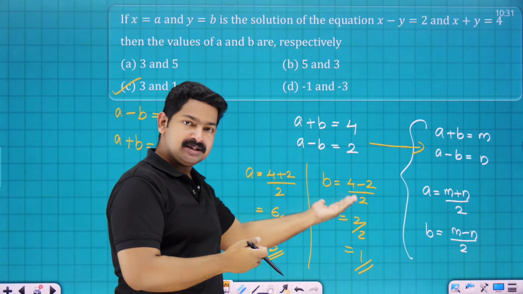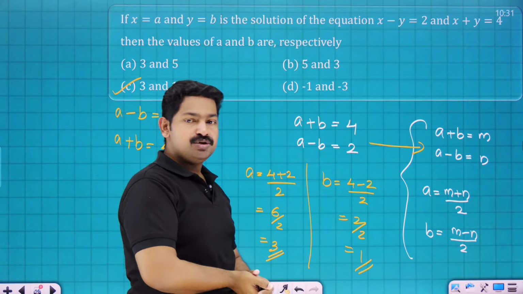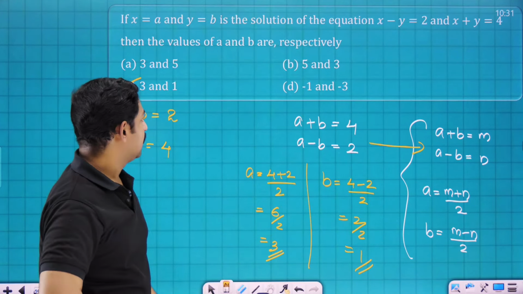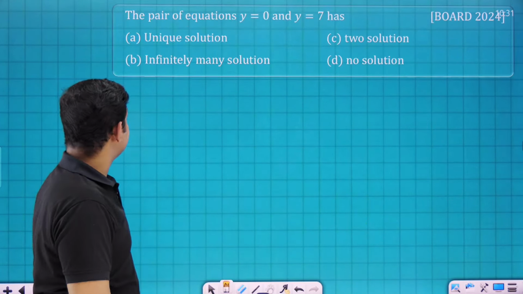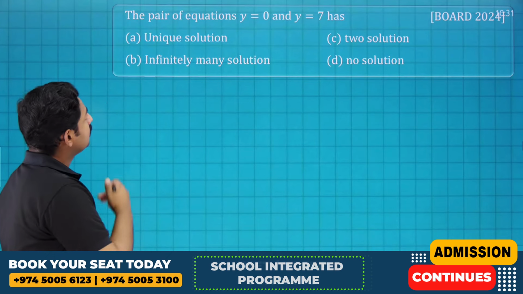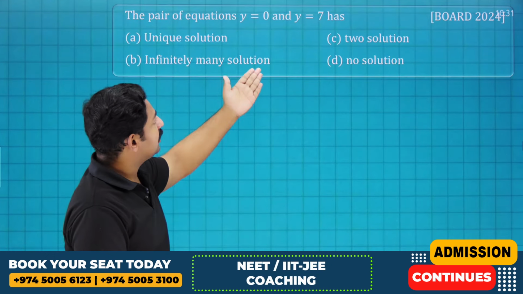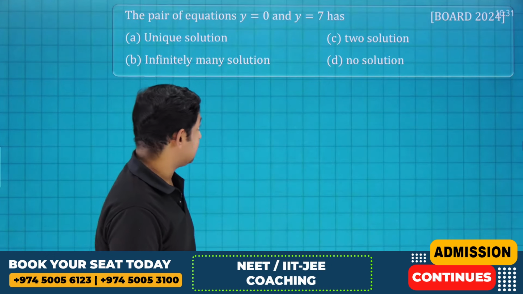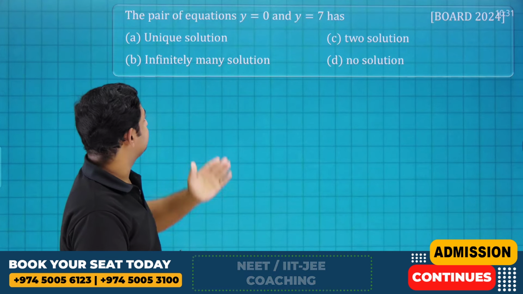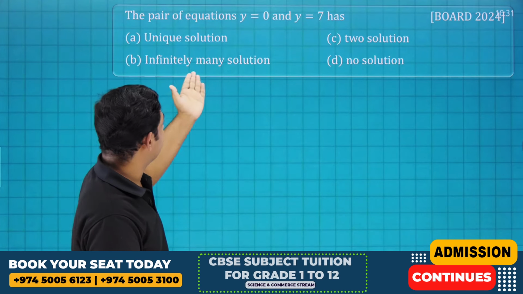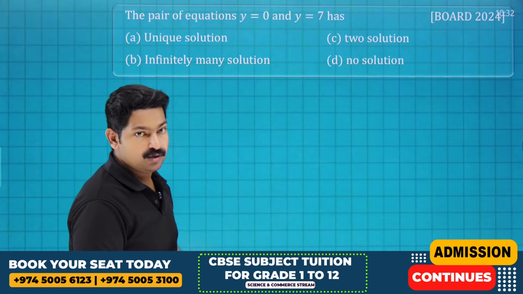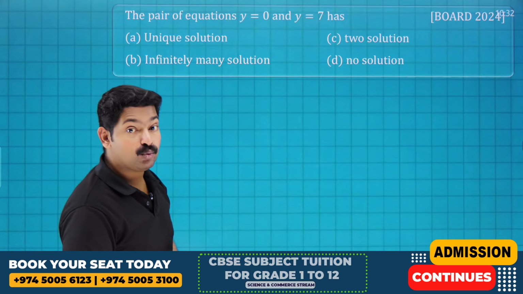You can solve it by either method, the normal method, or you can use this one for MCQ. Okay. So that's it. So we are moving to the next one. The pair of equations y equal to 0 and y equal to 7 has, again, what is the condition? Unique solution or two solutions or infinitely many solutions or no solution? Okay, so y equal to 0 and y equal to 7.